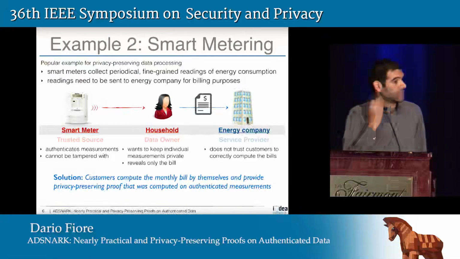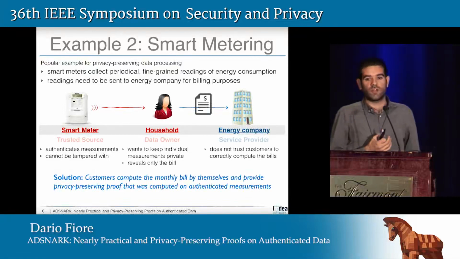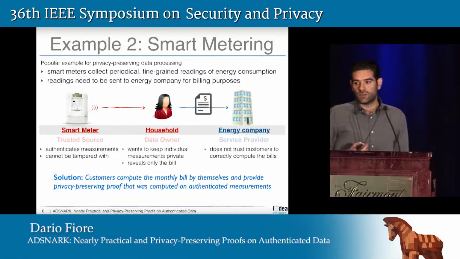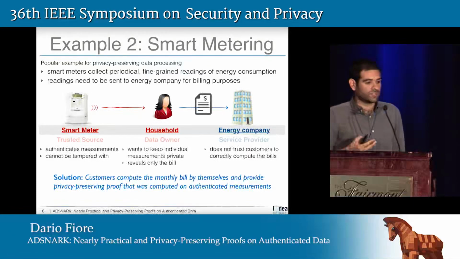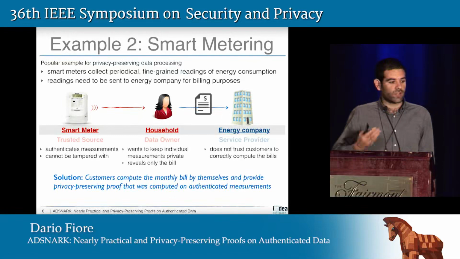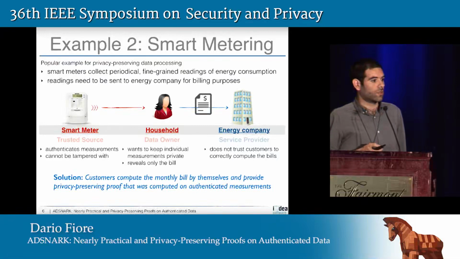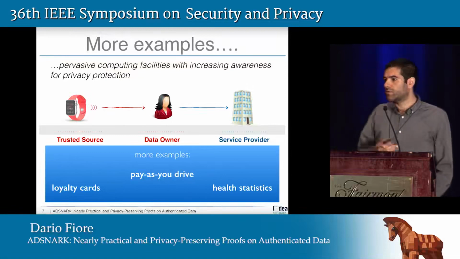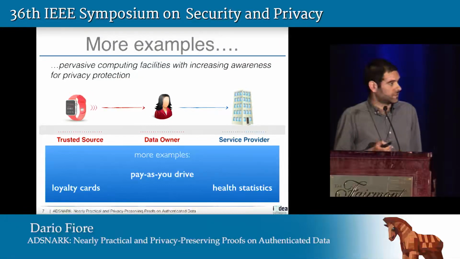Another example that fits this model is smart metering. I don't have time to go into the details, but the very brief idea is that there is a smart meter that collects fine-grained and periodical energy consumption information, and gives this information to a household, which represents the data owner. And the energy company is the one who receives the bill. You can see the bill as an aggregation of this data, and the company wants to be convinced that the bill is correct while not learning information about the individual measurements. And many more examples are available. In the paper, we discuss many more of these, such as pay-as-you-drive insurances, loyalty cards, or health statistics.